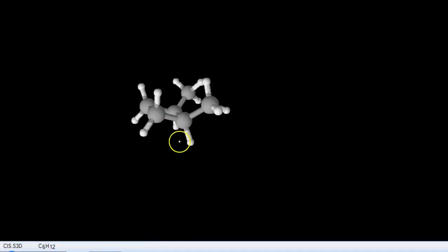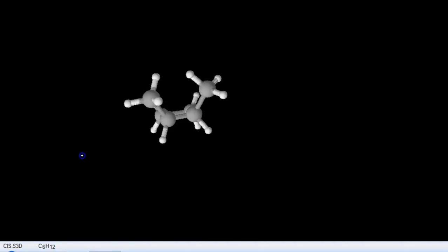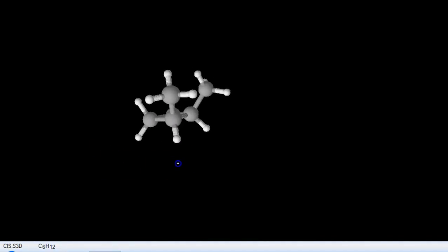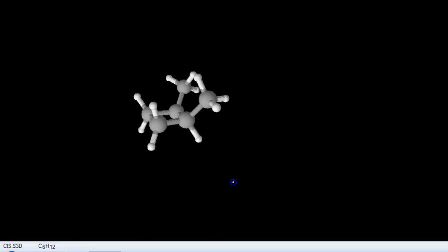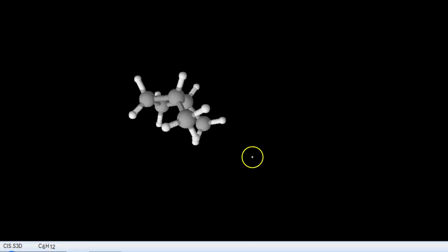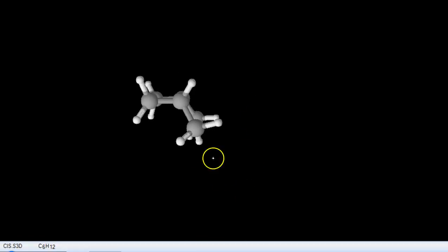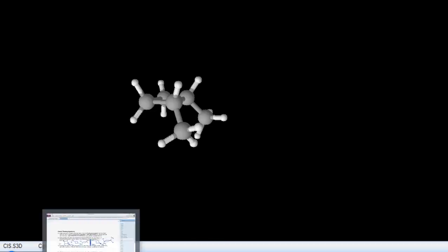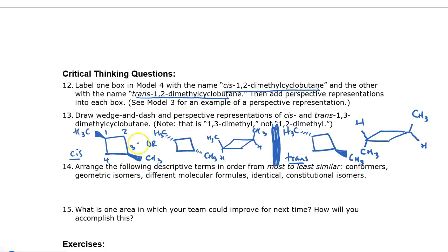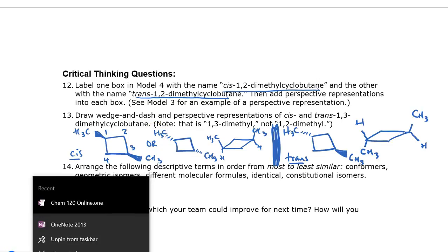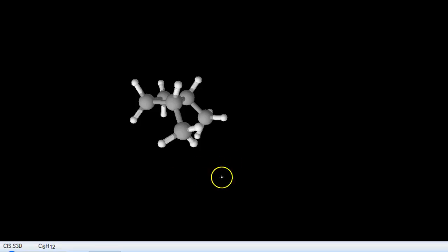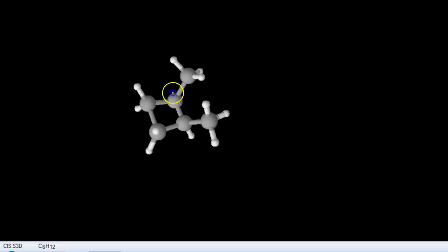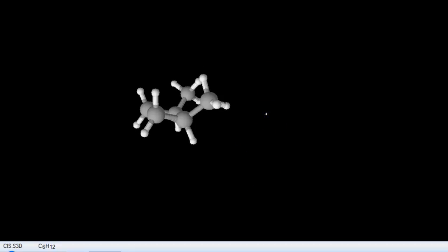Now this is still the one with 1 and 2, but if I'm looking at it like this, my perspective diagram has the two methyls on the top, so that would be the wedges. And if I just flip it over, it has two dashes. They're still on the same side. So whether I show two wedges or two dashes, it's the same molecule, just flipped over. Right? Here's two dashes, and here's two wedges.